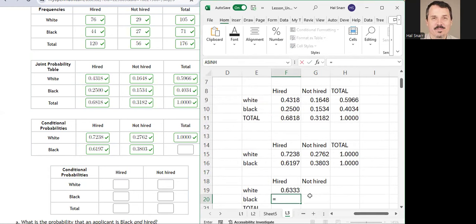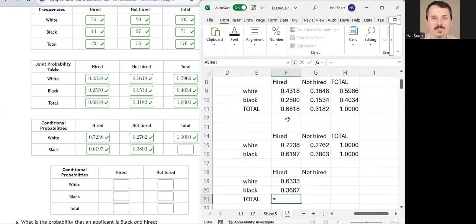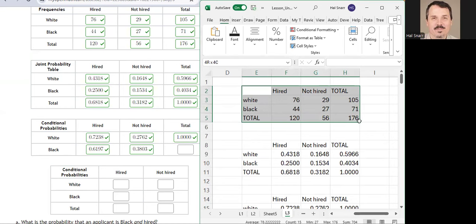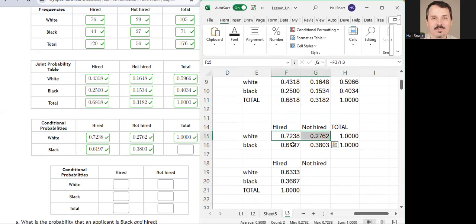And then of the 120 people who were hired, 44 were black applicants, right? And then we're going to sum these. This one pivot table of frequencies gives us 1, 2, 3, 4, 5, 6, and 7 frequency distributions, right? To get this last frequency distribution, I just pulled this over here.